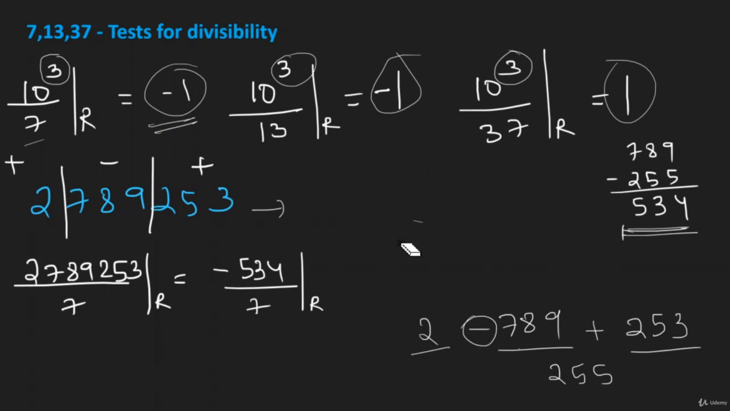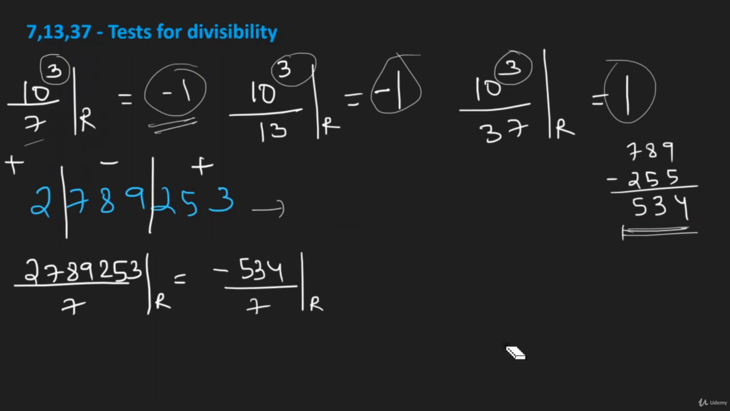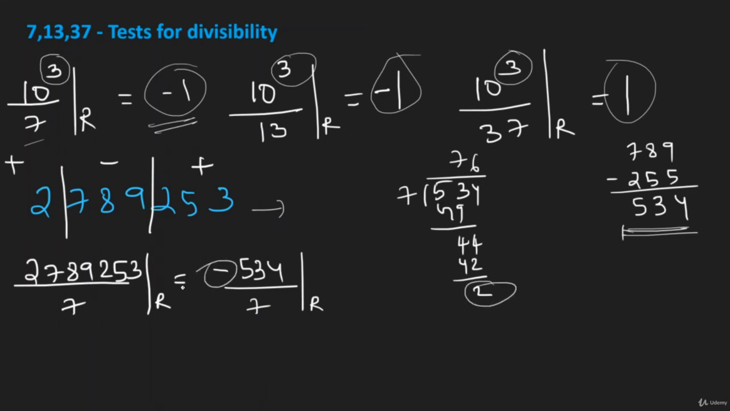Alright, now let's find this answer of this -534 divided by 7. I've made some space over here, I can do the division. 534 divided by 7. It goes 76 times and I get a remainder 2 over here. Because I have a minus over here, this is a remainder of -2. And remember, when the divisor is 7, -2 remainder is the same as a remainder of 5. And using this, we have been able to solve this question.